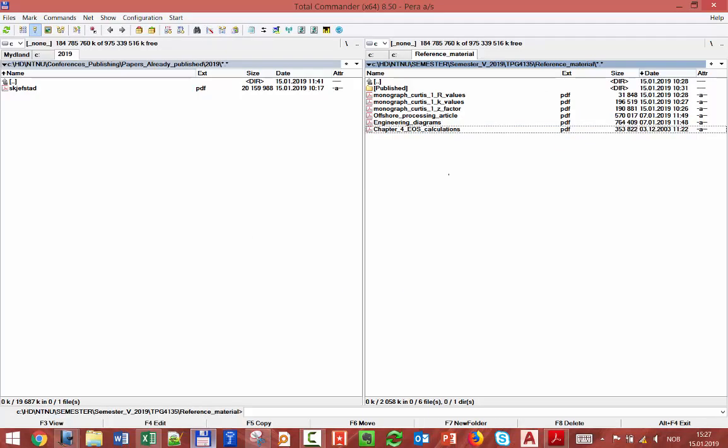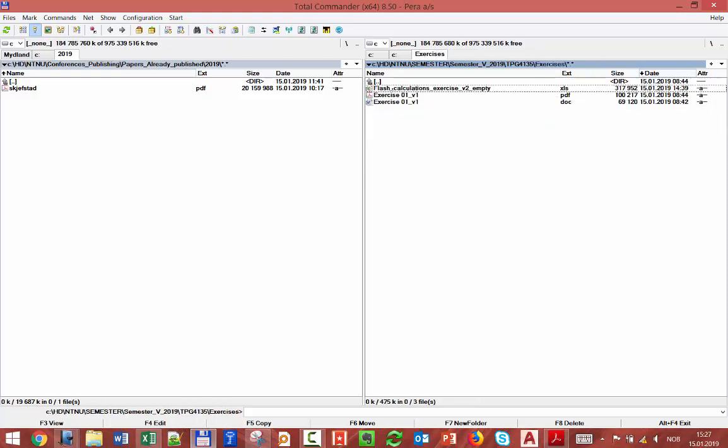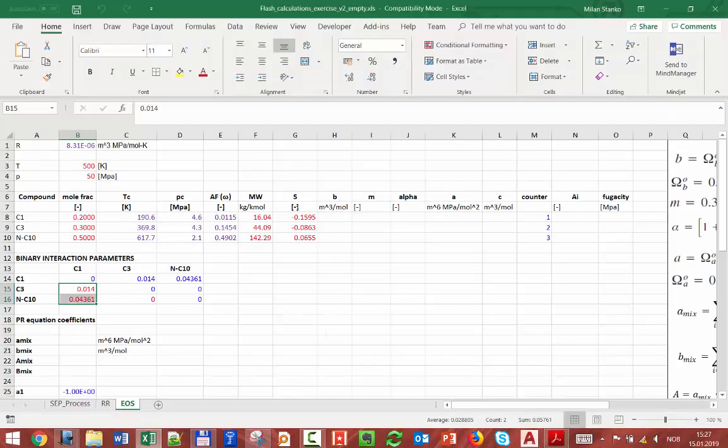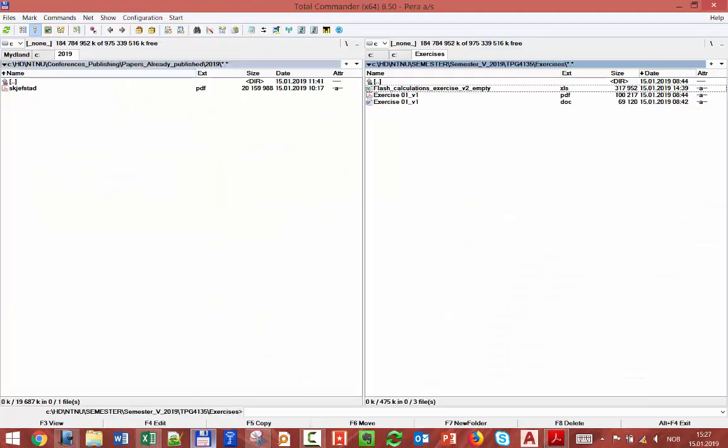Okay, so I'm going to open the exercise you have to deliver. I'm going to help you a little bit. I have here the R, the universal gas constant, temperature and pressure. We should do that for the separation process. Yesterday we have done it for... let me open the notes from yesterday.